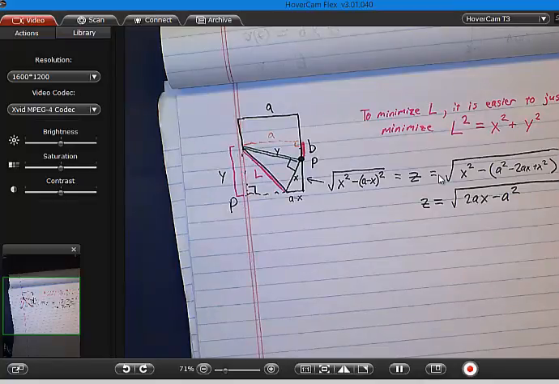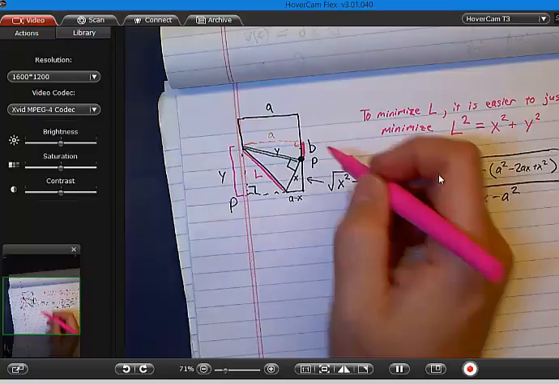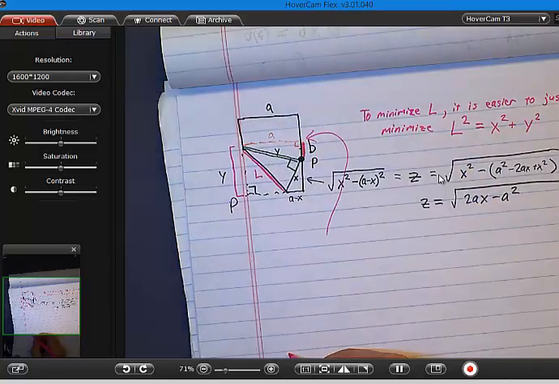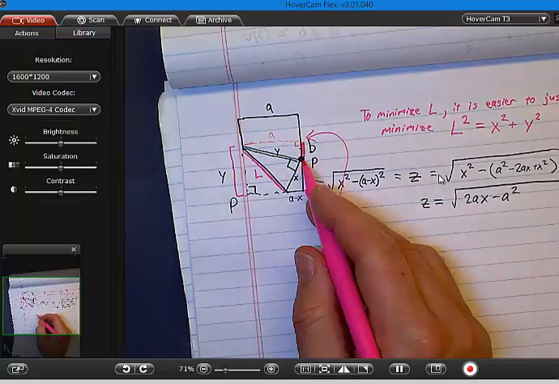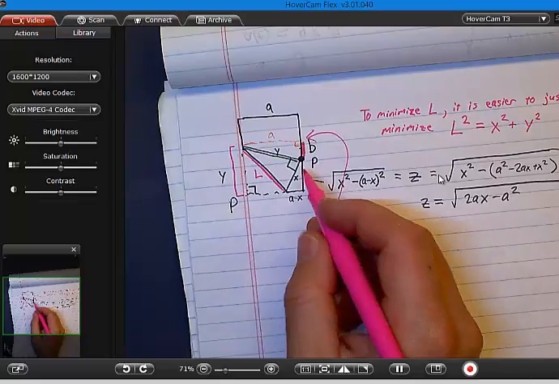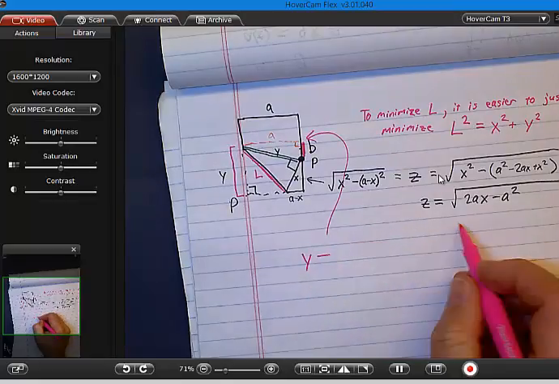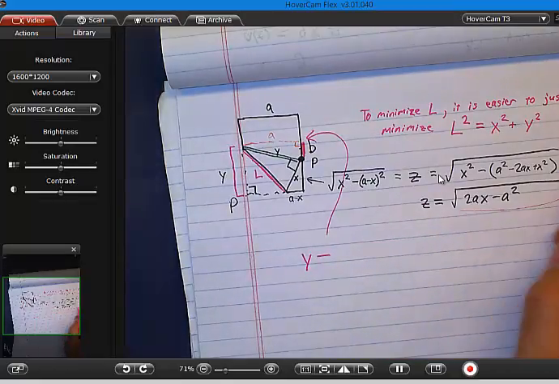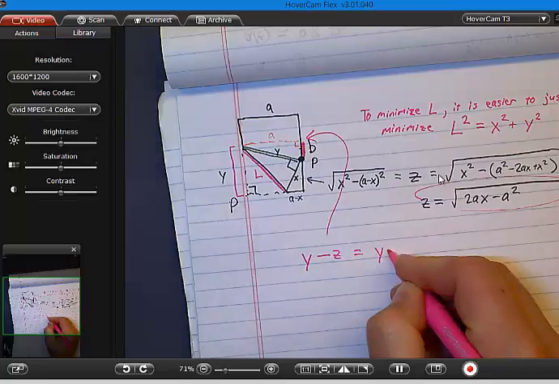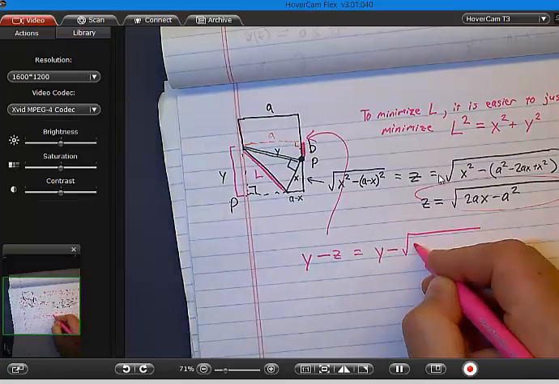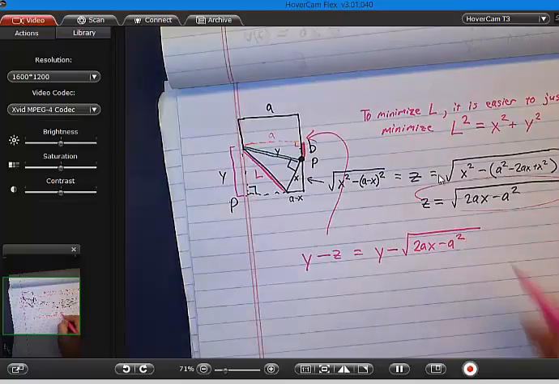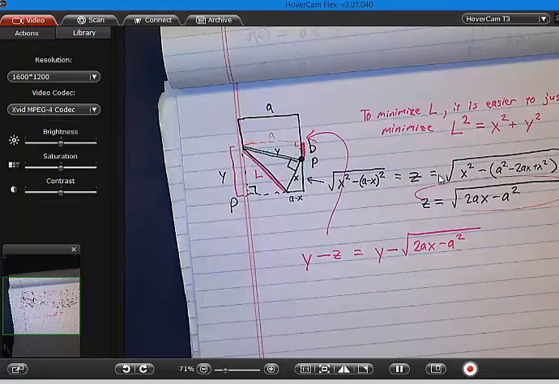information. So if I look at what I have now, this pink section right here, we can express it in two different ways. For one thing, it would be Y minus Z, right? So it's Y minus the square root of 2AX minus A squared. Okay.